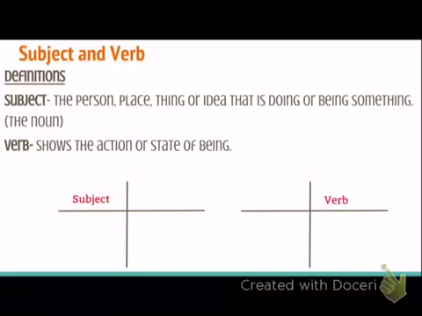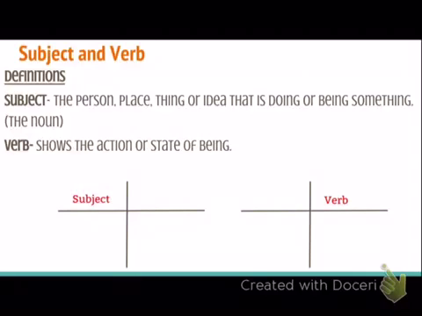Hi, today we're going to do a lesson on the basics of sentence diagramming. We're first going to diagram subject and verb. A subject is the person, place, thing, or idea that is doing or being something. The noun. A verb shows the action or state of being.